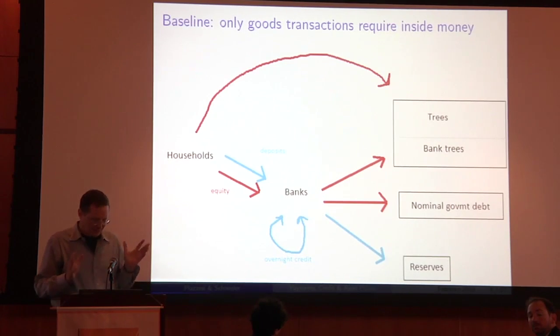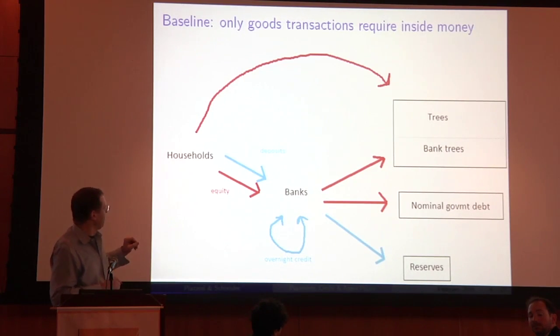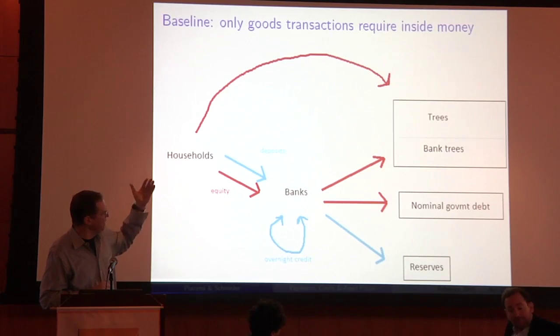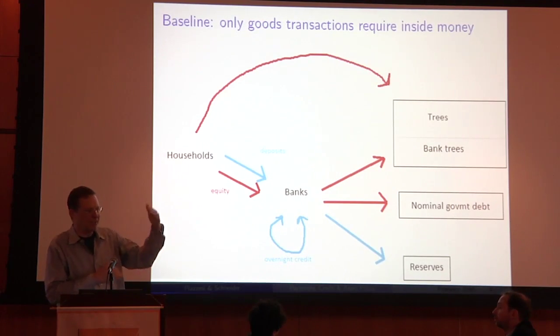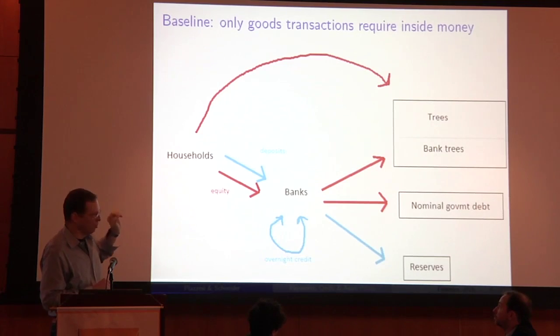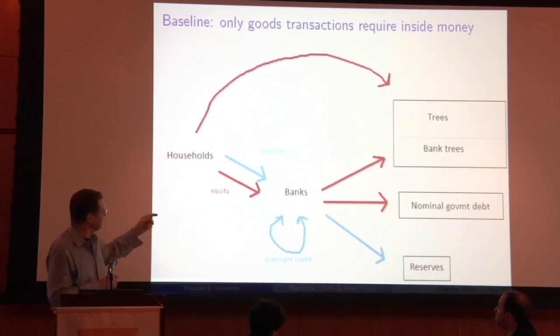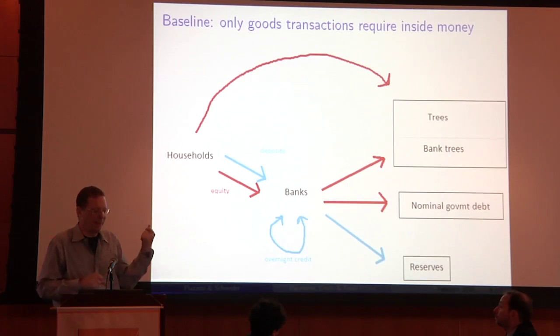So here, this is the baseline model where only goods transactions require inside money. And so there are three types of assets that are in non-zero net supply. There's trees, some of which could be held by banks. Think of this as houses and mortgage bonds that are written on it that can then be held by the banks. There's government debt, and there's reserves. And then households can invest in these assets either directly, or they can go through banks. And that, in turn, they can do either by holding equity or by holding deposits. The blue arrows indicate investments that give liquidity benefits. So banks, as we said, pay with reserves, and households pay by making instructions based on deposits.